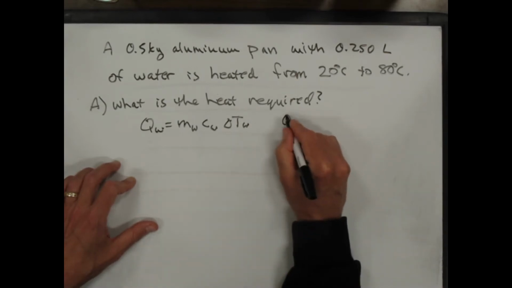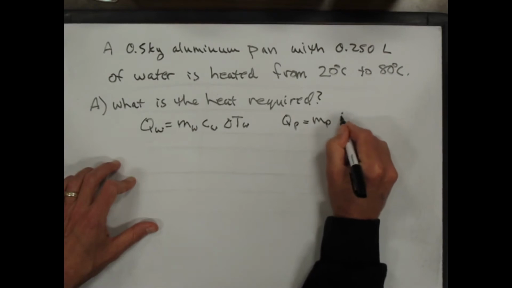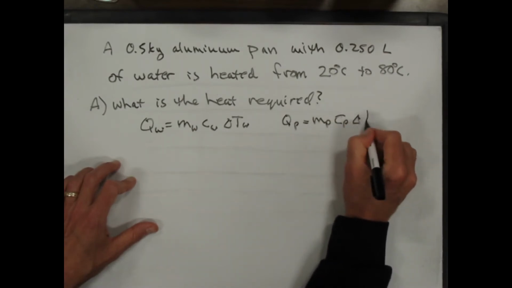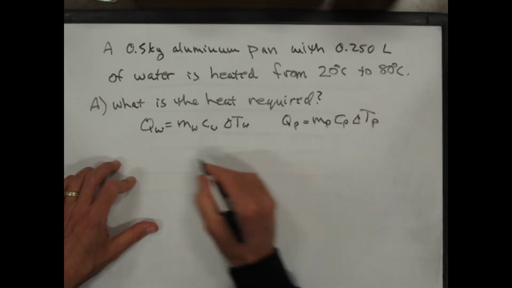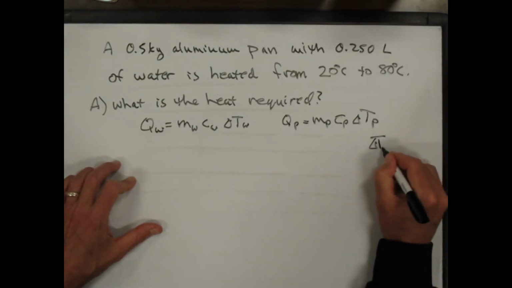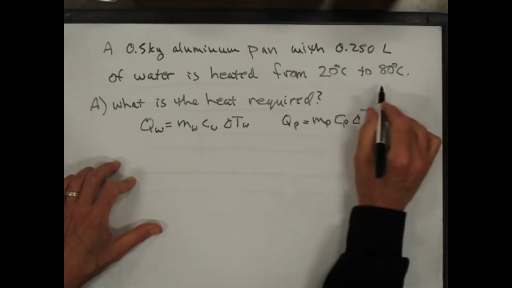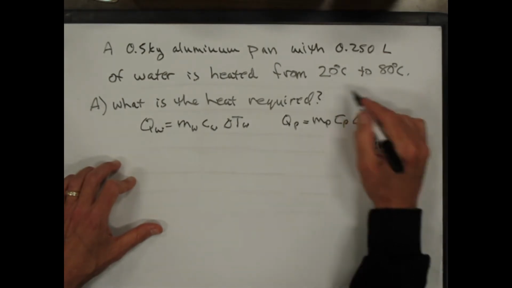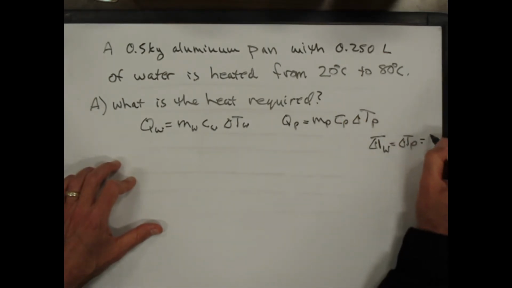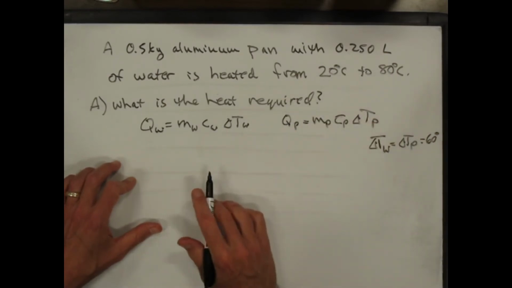And then we could say Q pan is equal to M pan C pan delta T pan, right? And then we can say, well, delta T water equals delta T pan, right? They both do the same thing from 20 degrees to 80 degrees, so it's 60 degrees Celsius, right? It's 80 minus 20, right?